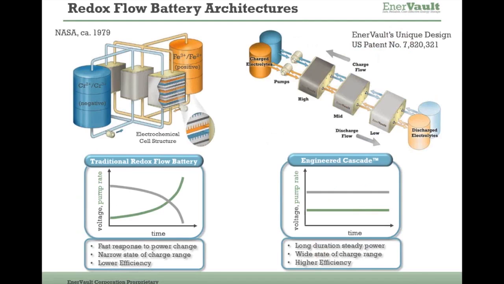This next slide shows our patented design, which we call the engineered cascade, a different hydraulic architecture of a redox flow battery system. This is designed to deliver long duration, steady power over long durations of time. We can use a wider state of charge range of the electrolyte, so more utilization on a given volume of electrolyte with this design, and we get higher efficiency. Now, the trade-off is that the response time for this kind of system is on the order of minutes. It's a bit slower than the hydraulically parallel connection of a traditional flow battery architecture. But for the market of long duration steady power, we see a good fit for the EnerVault engineered cascade. Next slide, please.